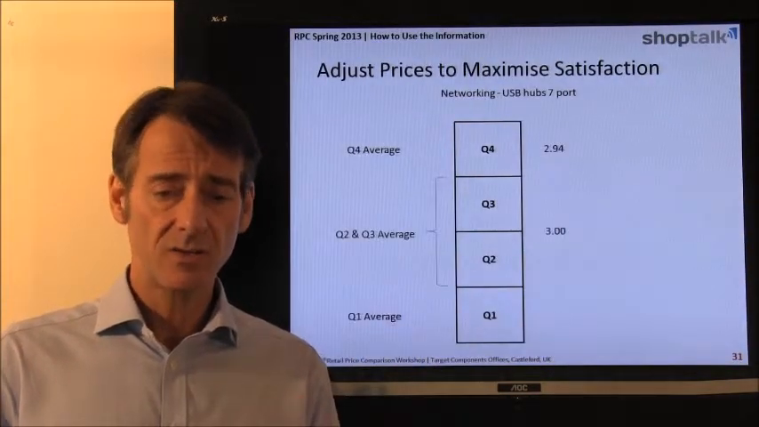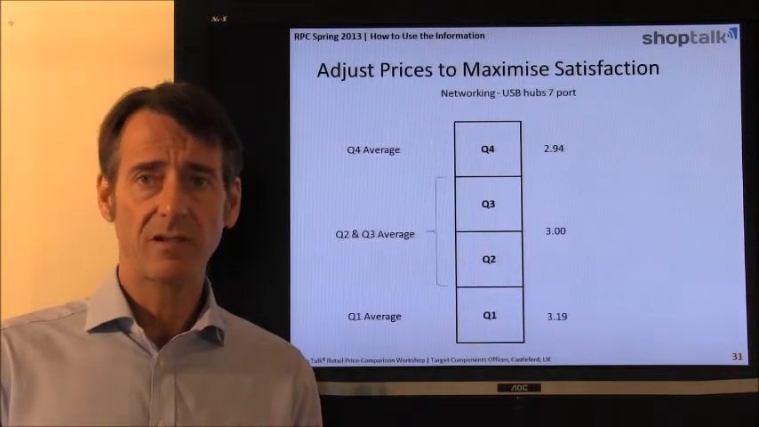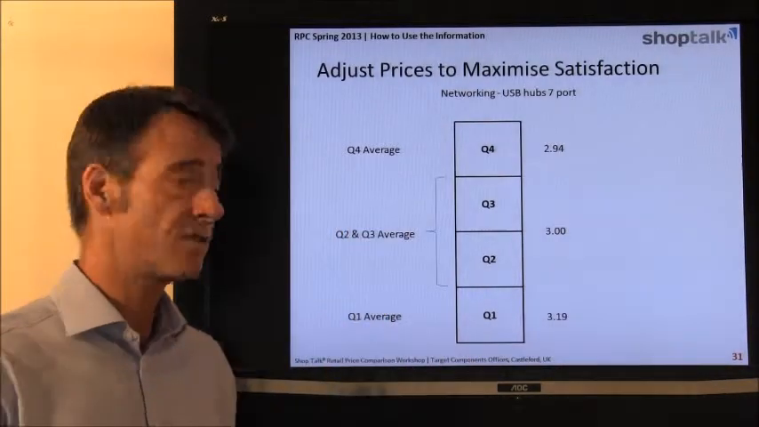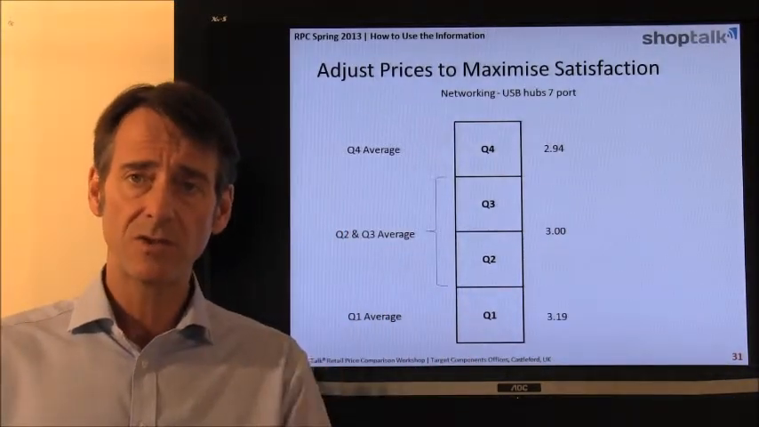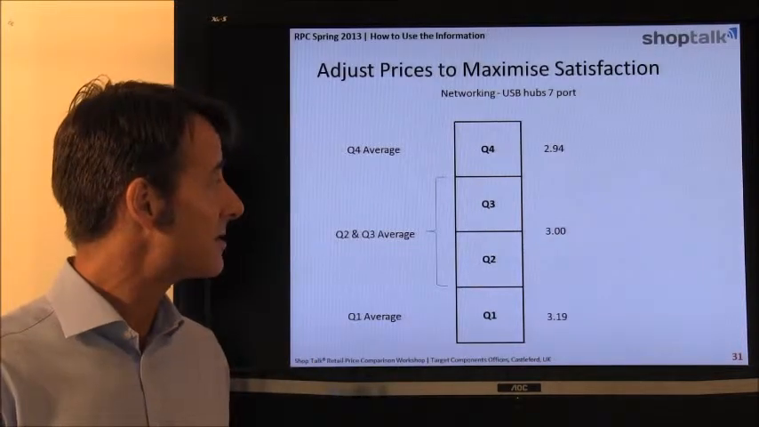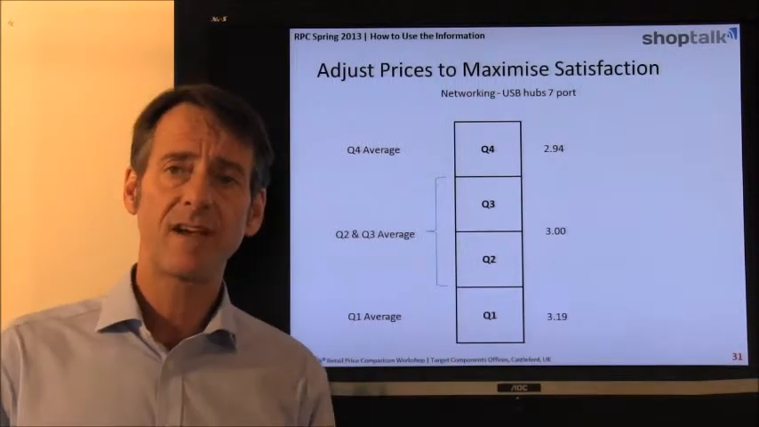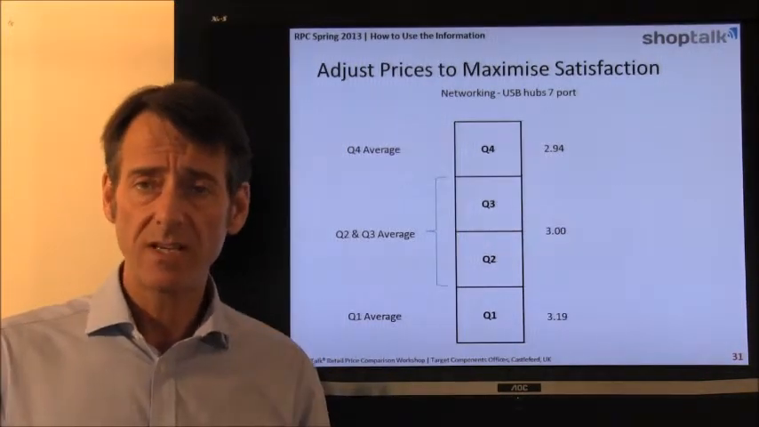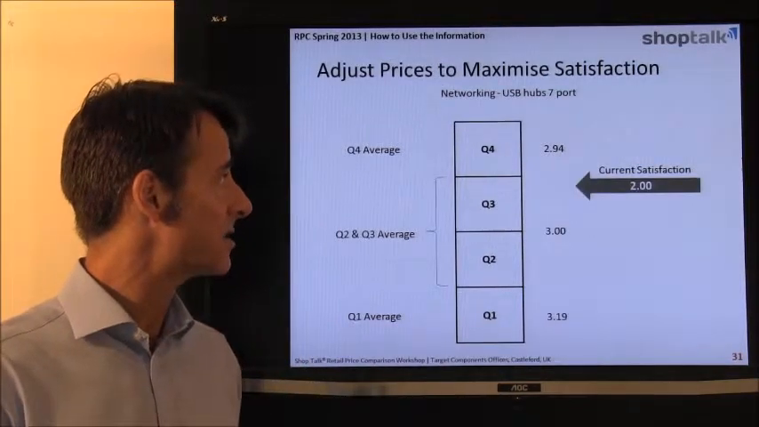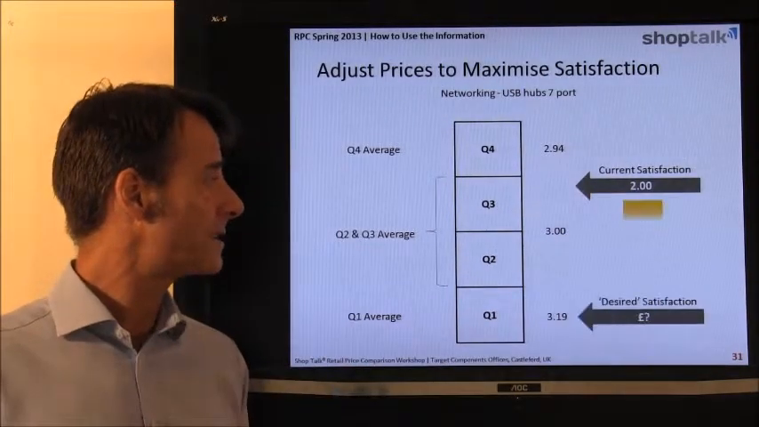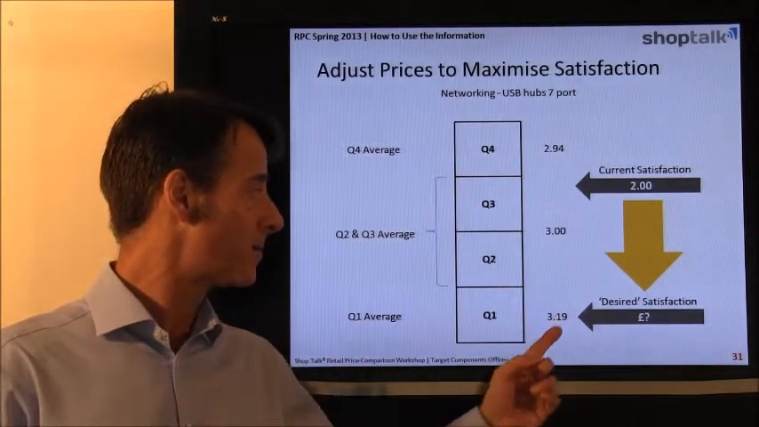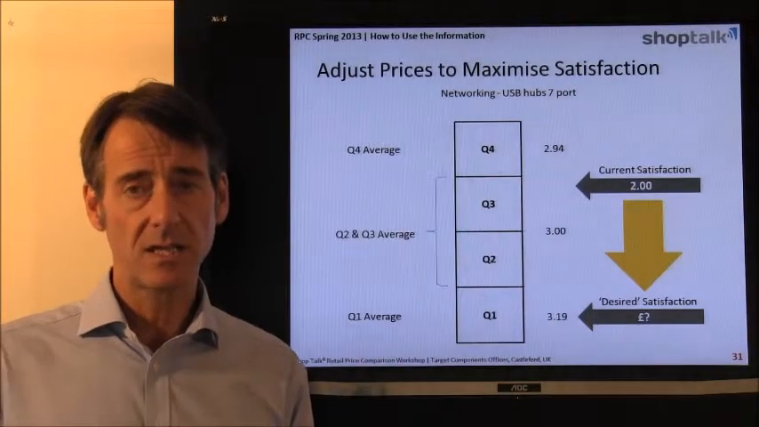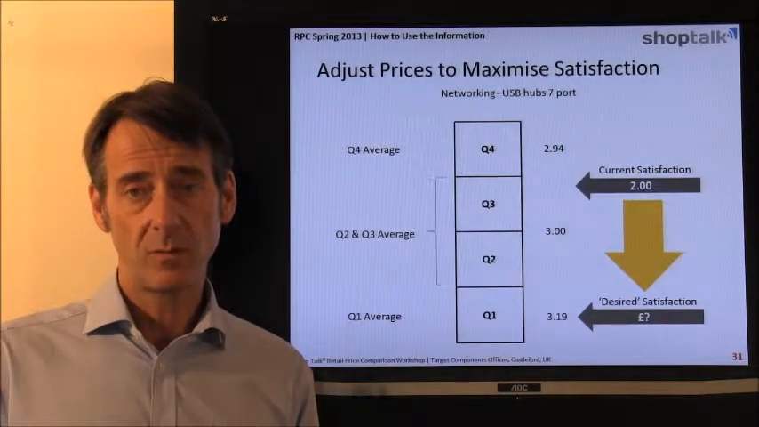In going through this, we go through the same routine as we would any other product. The first place to look at price is to look at satisfaction, and that's what we do. So we've got the 3 satisfaction values that matter most: Q4 average, Q2-3 average, and Q1 average. And this is clearly showing an increase in satisfaction with a decrease in price. Okay, fair enough. Where do I sit? Well, my current satisfaction is around 2. And my desired satisfaction to get to the maximum is down here at 3.19. Now it's already pointing to the fact that there's going to be a price drop involved.